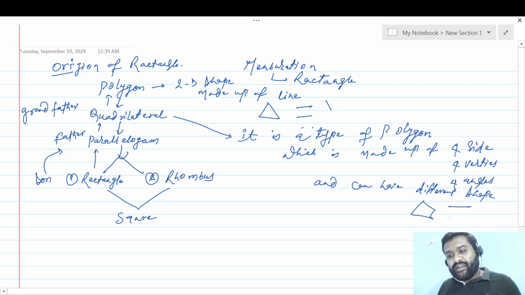This rectangle is also a quadrilateral. A square is also a quadrilateral. Any figure which is made up of four sides and has four vertices, one, two, three, and four, will also be a quadrilateral. Any figure made up of four vertices, four sides, and four angles is a quadrilateral.